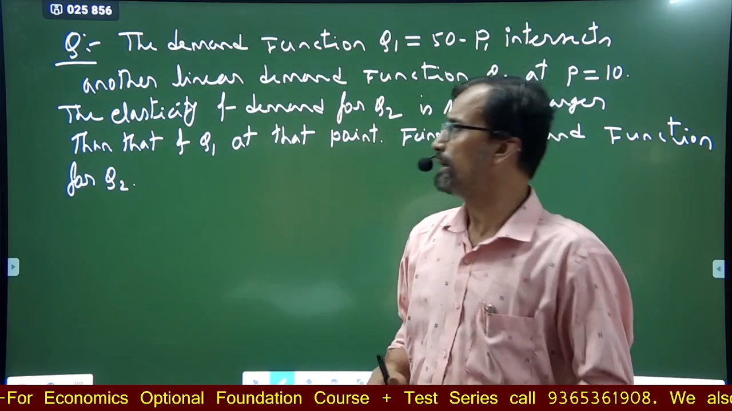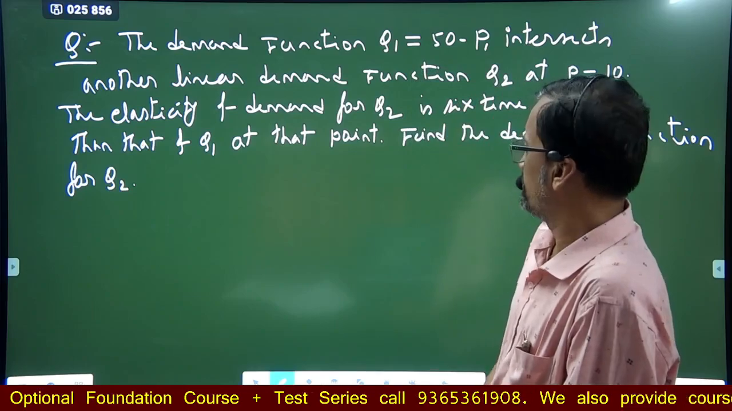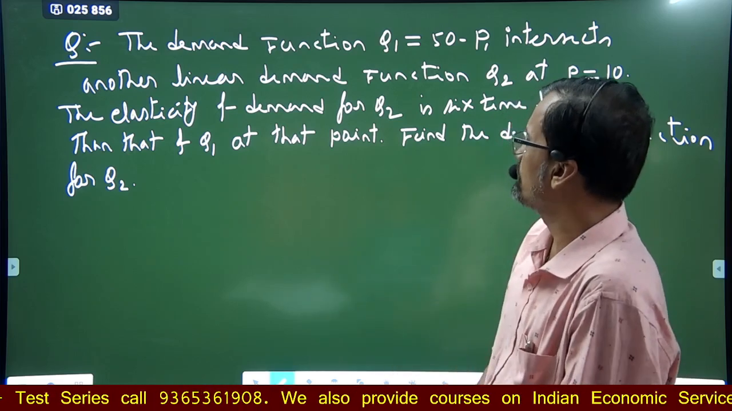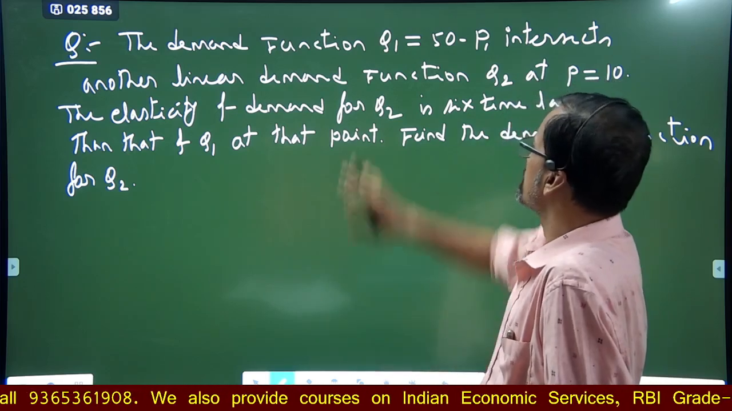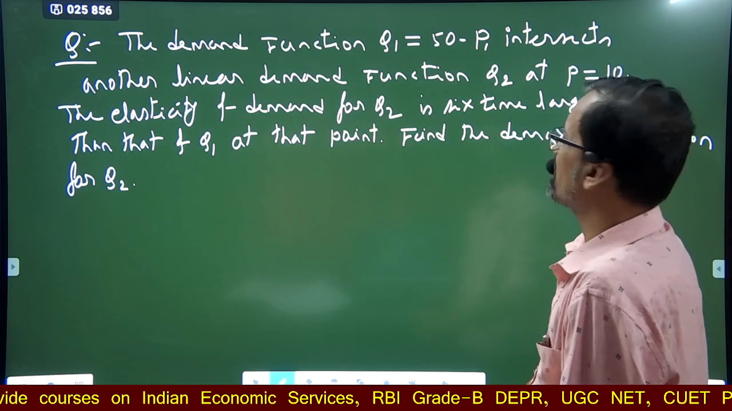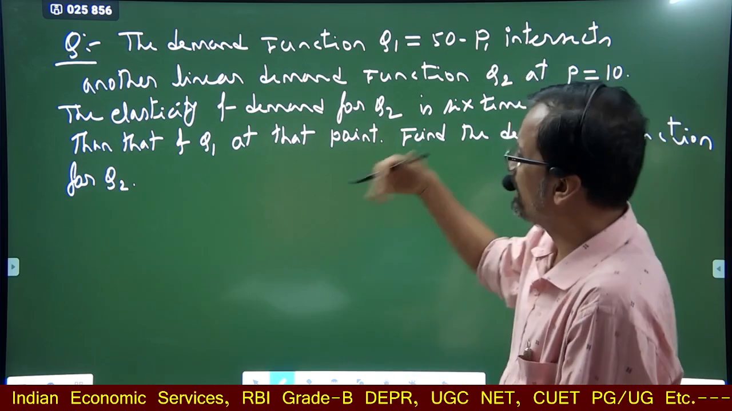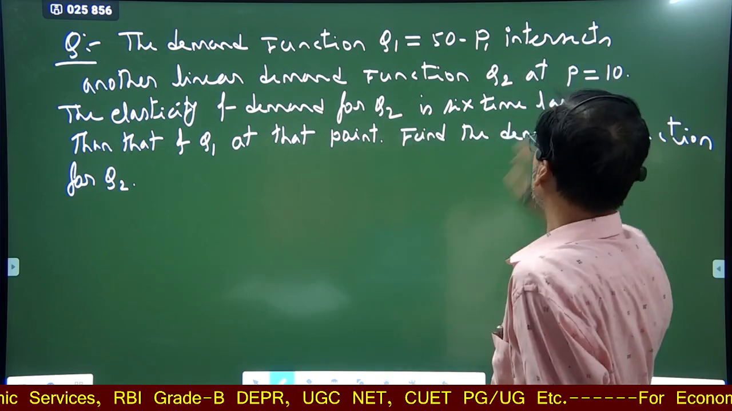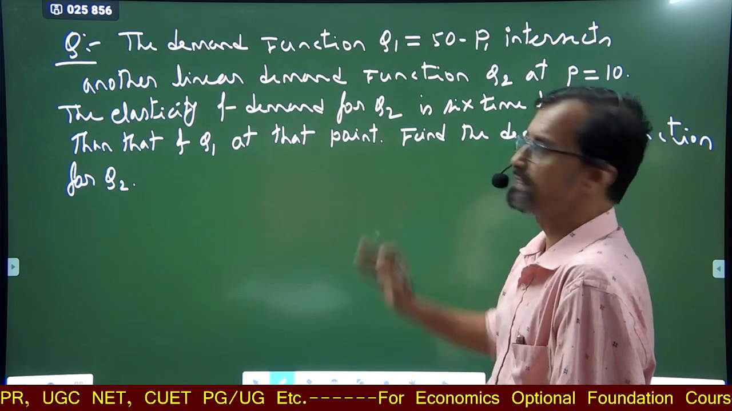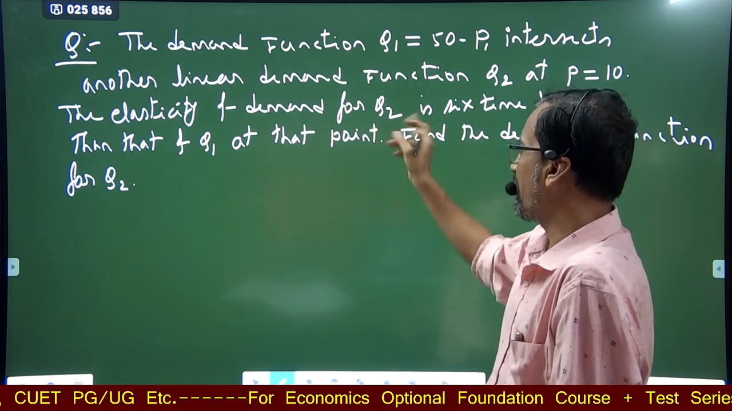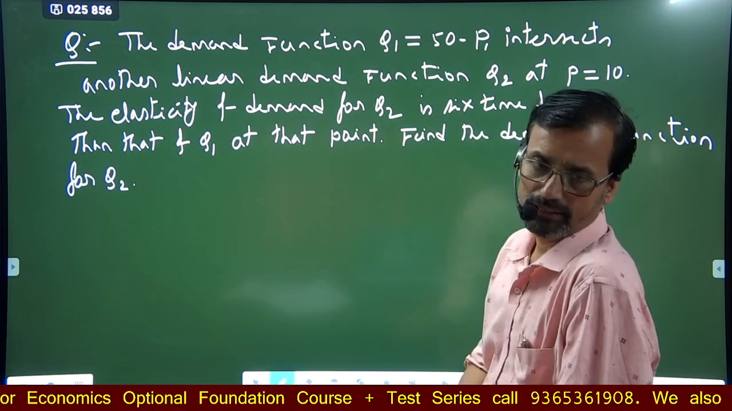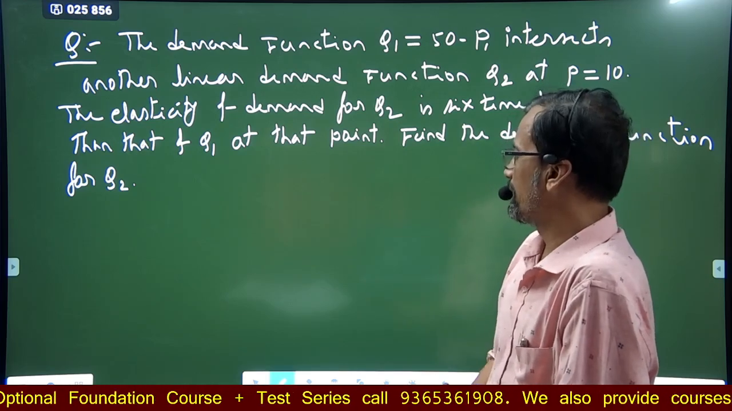Okay, here we are dealing with a very tricky question. So what is the question? One demand function is given, that is Q1 equals 50 minus P1, and this demand function intersects another linear demand function Q2 at a price level equal to 10. The elasticity of demand for the second demand function, Q2, is 6 times larger than that of Q1 at that point.